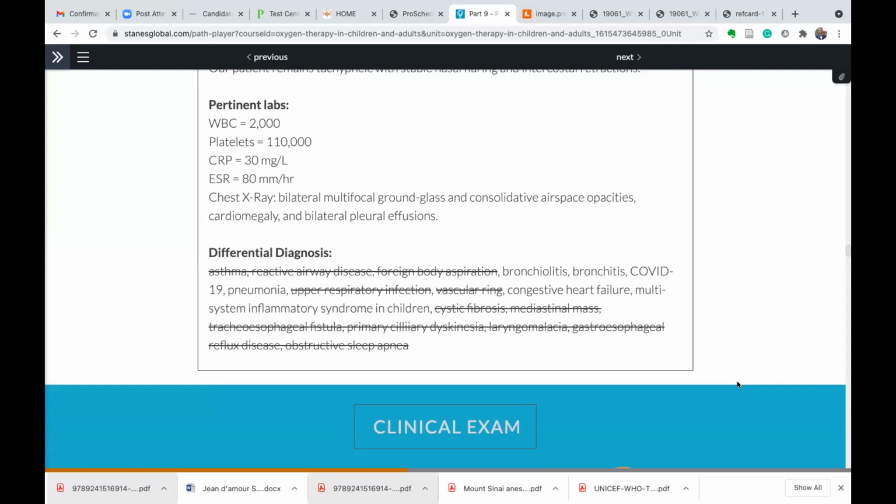So what is your differentials? Now we are ruling out asthma, reactive airway disease, and foreign body aspiration. So the top, you include bronchiolitis, bronchitis, COVID-19 pneumonia, congestive heart failure, and multi-system inflammatory syndrome in children.